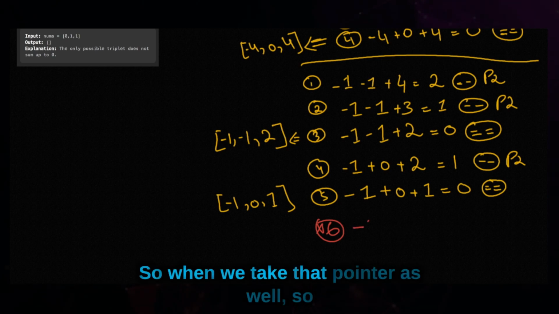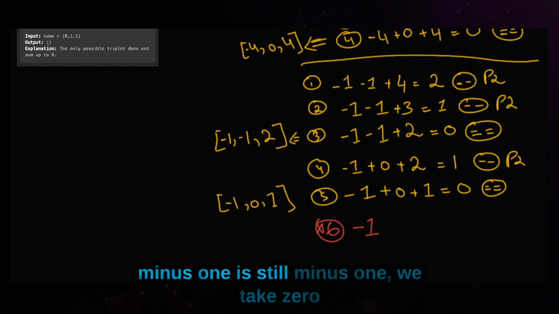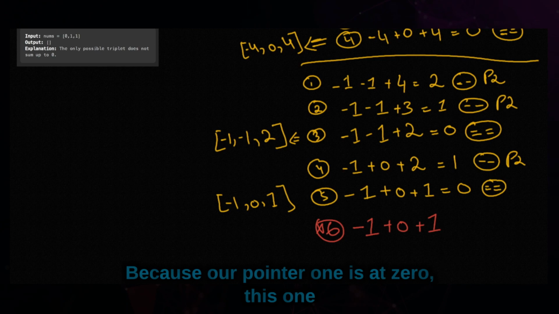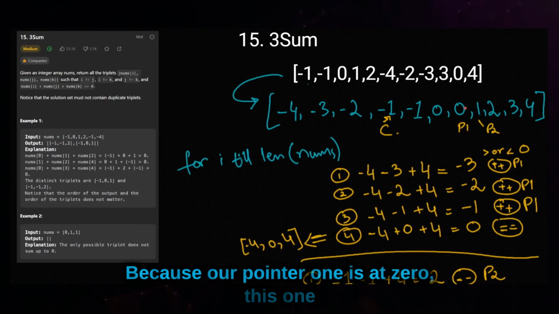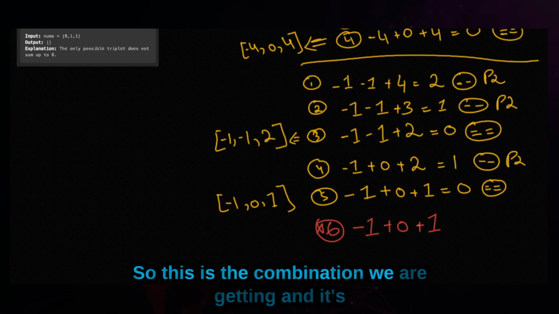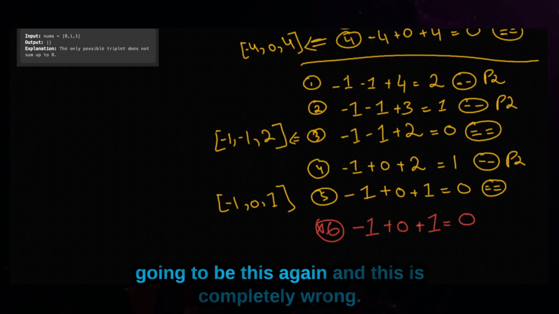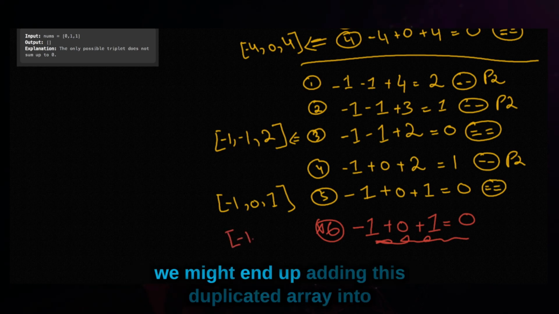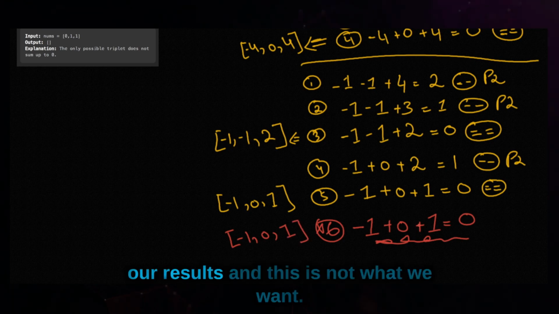So when we take that pointer as well, -1 is still -1, we take 0 again, and we take 1 again, all right? Because our pointer 1 is at 0, this one, and our P2 is at this one. So this is the combination we're getting, and it's going to be this again, and this is completely wrong. Don't want this, because when we have this, we might end up adding this duplicated array into our results, and this is not what we want.